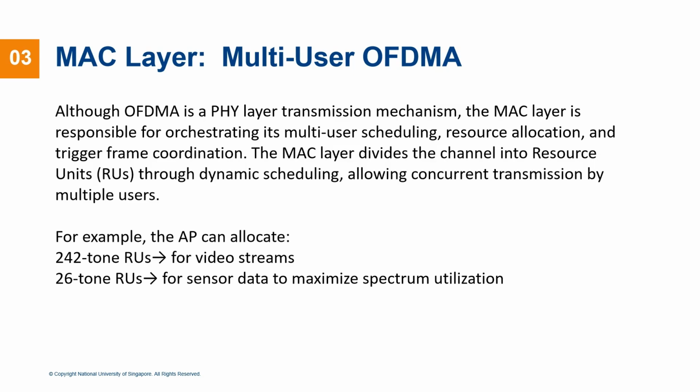The second part is the multi-user OFDMA. Although OFDMA is a physical layer transmission mechanism, the MAC layer is responsible for orchestrating its multi-user scheduling, resource allocation, and trigger frame coordination. The MAC layer divides the channel into resource units through dynamic scheduling, allowing concurrent transmission by multiple users. For example, the AP can allocate 242-tone RUs for video streams and 26-tone RUs for sensor data to maximize spectrum utilization.